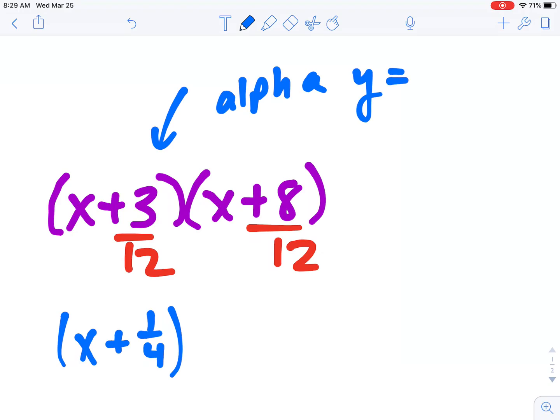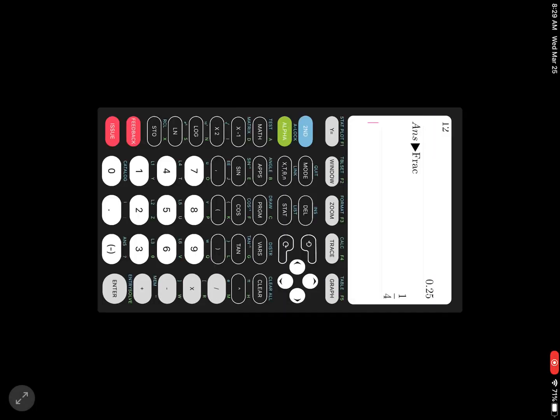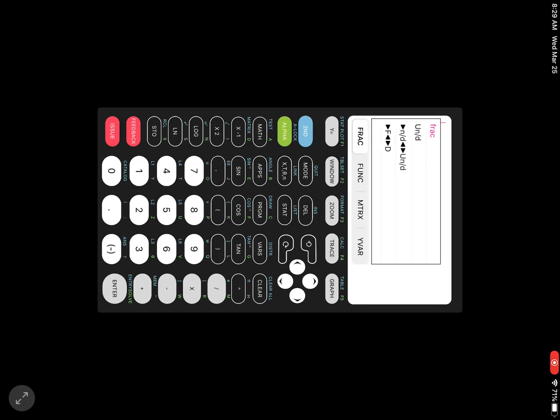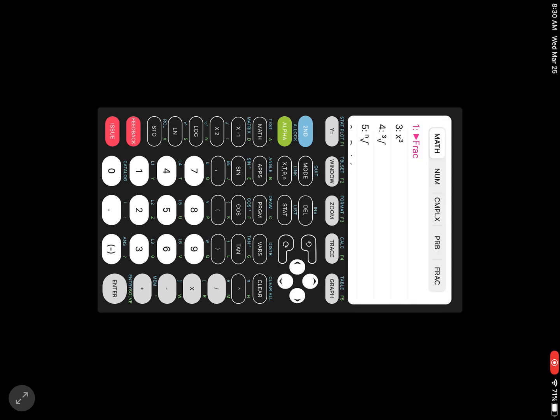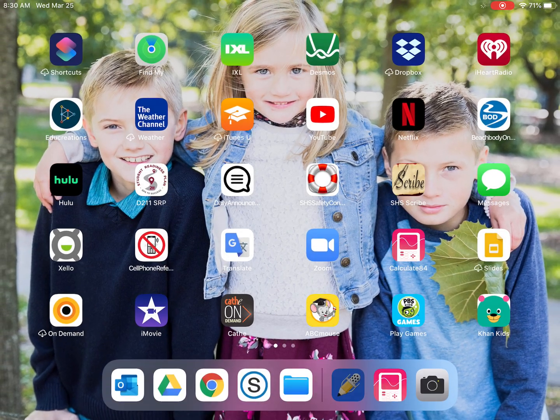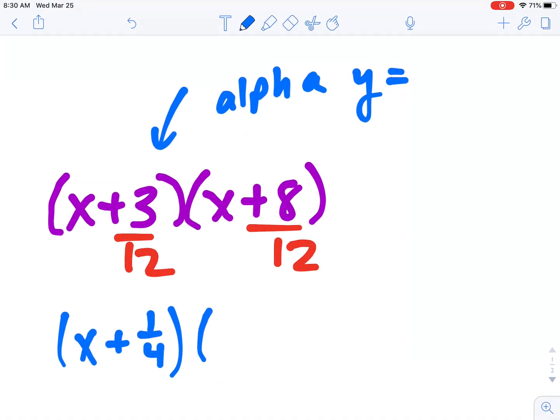Now let's go ahead and do our 8/12. So I'm going to go back to my calculator. I'm going to clear what I have. We can do our alpha y equals 8 over 12. Hit enter, and gives us a decimal. Decimals don't work. So you want to find math. Math is the fourth one down, right underneath that green alpha. It should already be on fraction. Just hit enter, and it's going to reduce that fraction for you. And that gives us 2/3.